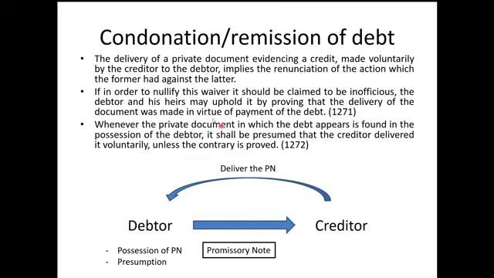At merong presumption under 1272 na whenever a private document evidencing credit is found in the possession of the debtor, it is presumed that it was voluntarily delivered by the creditor. Kaya impliedly condoned siya. Pero take note, yung presumption under 1272 is merely rebuttable, kasi pwedeng mag-present ang creditor ng evidence na walang voluntary delivery. O example, halimbawa, yung PN later on hawak na ng debtor. Ang presumption ng batas, voluntary na return ng creditor.